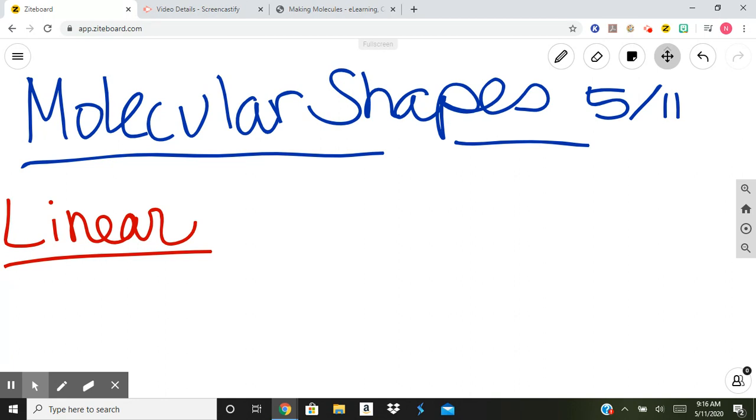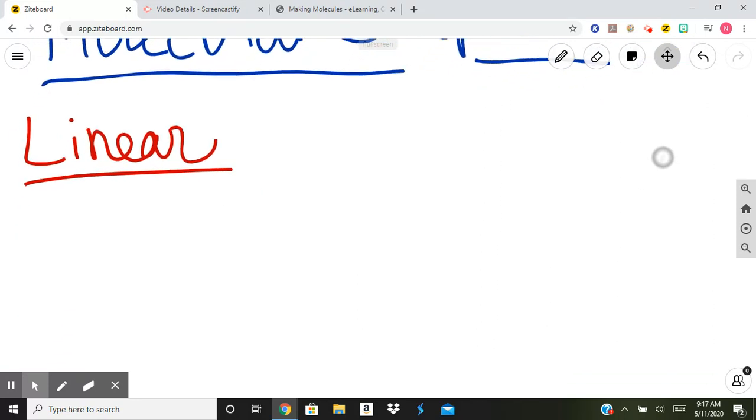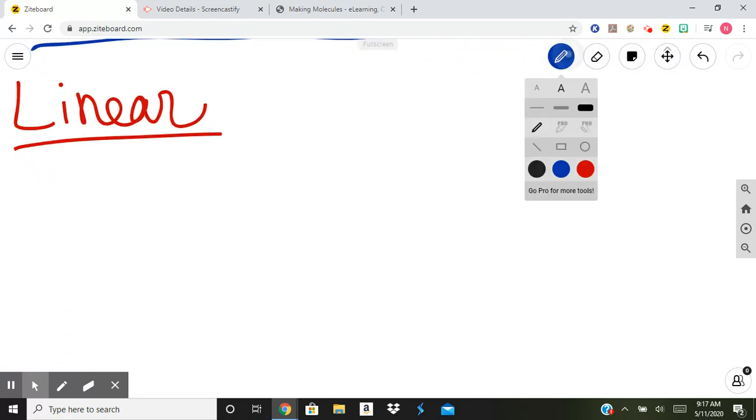So our lesson for today is molecular shapes, and it's exactly what you think it is, the shape that a molecule takes. So the first shape that we have is linear. All right. Linear, exactly as it sounds. Linear is a straight line.